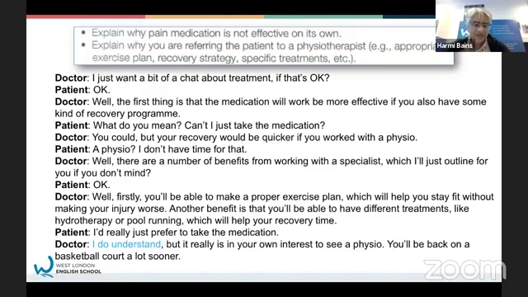Again, there was sympathy here. The patient only wanted the medication. You weren't dismissing the patient and saying, no, you can't, you need to do this. But actually, nice things like this, I do understand. You're trying to be sympathetic. And again, you're trying to encourage the patient as well. It's in your own interest to see a physio. It's a kind of a nice thing to say as well. So you're really trying to be sympathetic and empathetic as well.